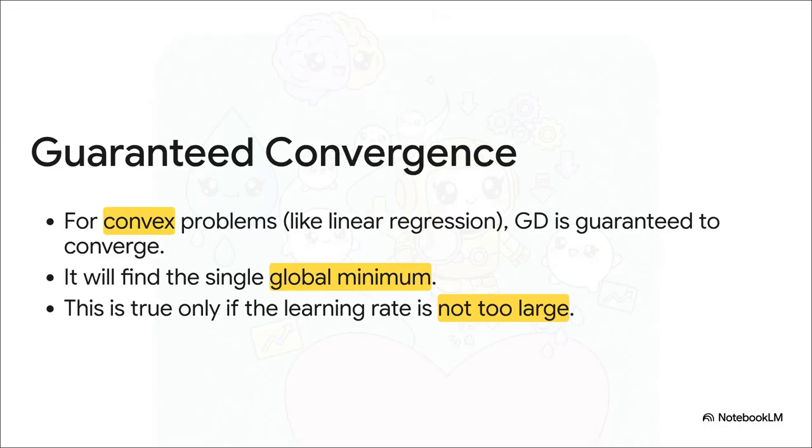But here is the really cool part. For those simple, bowl-shaped, convex problems we talked about in the last explainer, this whole process is basically foolproof. As long as your learning rate isn't ridiculously high, gradient descent comes with a mathematical guarantee that it will find the one and only global minimum. It's not a guess, it's a certainty. It will always find the bottom of the bowl.